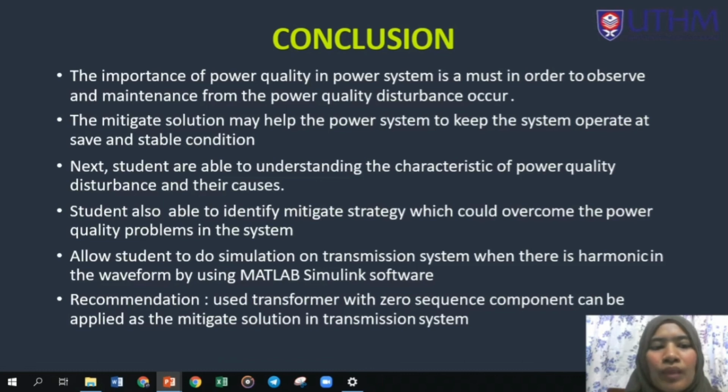For the recommendation, a transformer with zero sequence component can be applied as the mitigation solution in the transmission system.